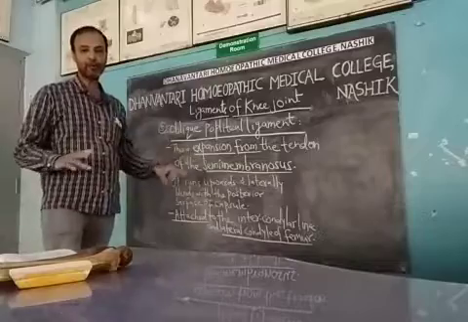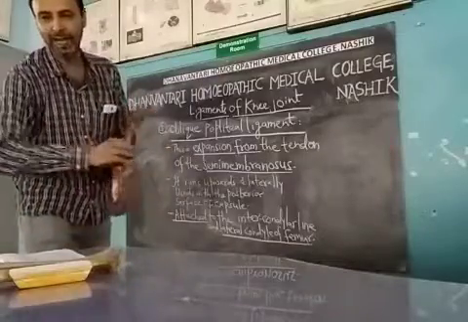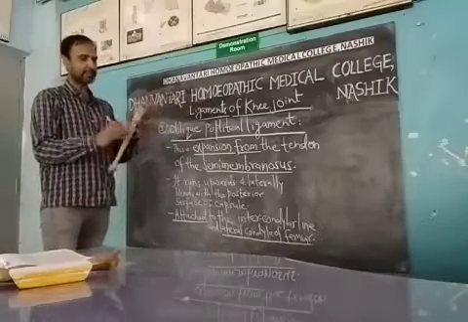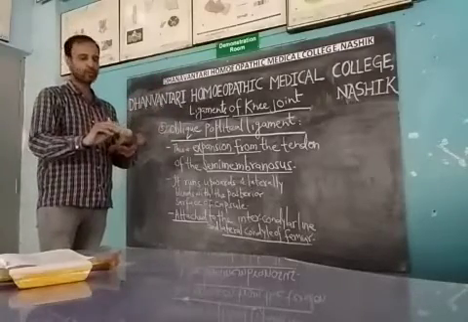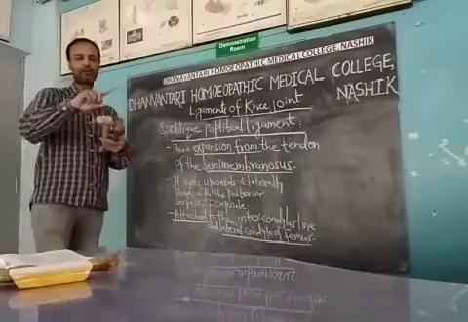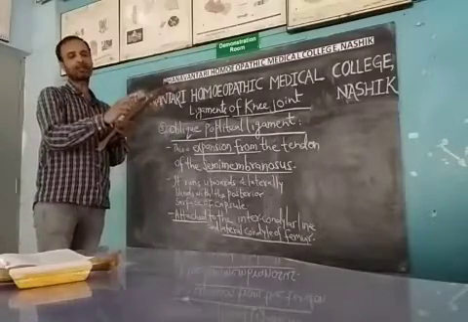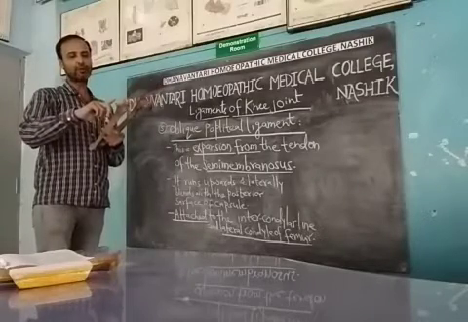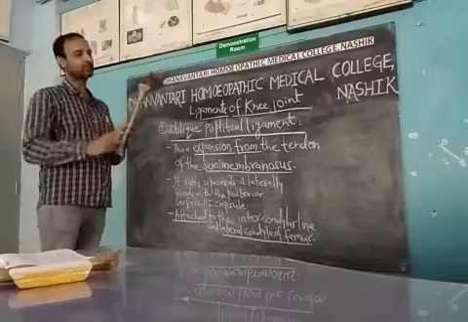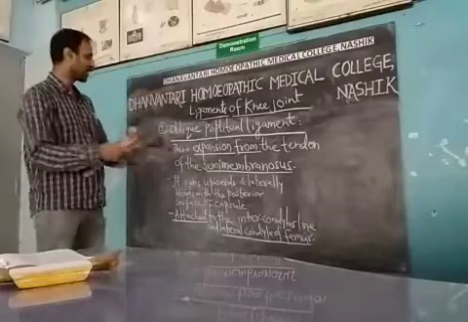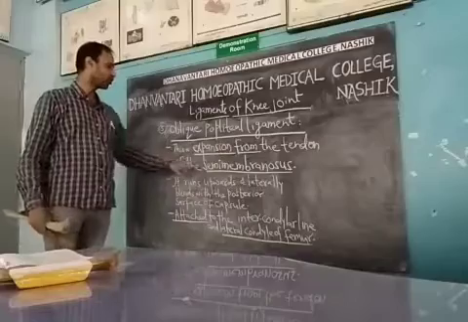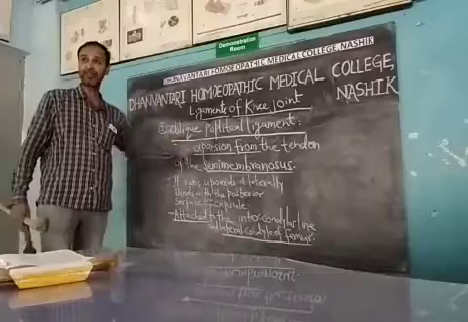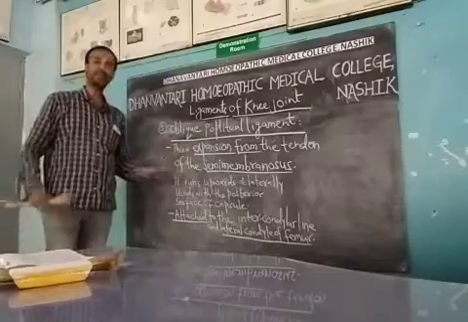This is an expansion from the semimembranosus, as we can see here. It goes obliquely from medial to lateral. Here is the insertion of the semimembranosus, from the medial condyle of the tibia. So it is an expansion from the tendon of the semimembranosus, and it runs upwards.